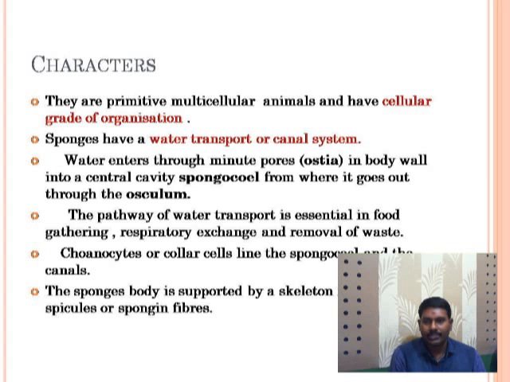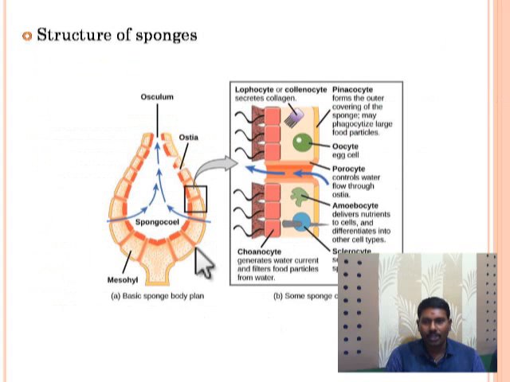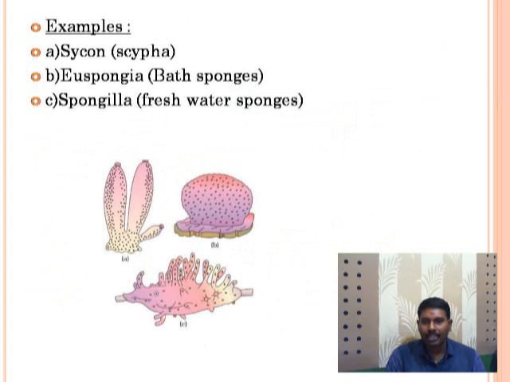And the next very important thing is that a water canal system or water transport system is present in sponges. How does this system work? Here the sponges have many pores in their body. Here these dots are many pores. This is Sycon, and this one is Euspongia. This is also having many pores. So this is the structure of sponges.